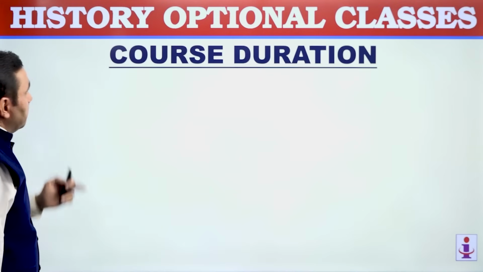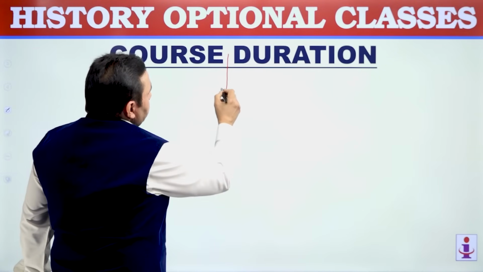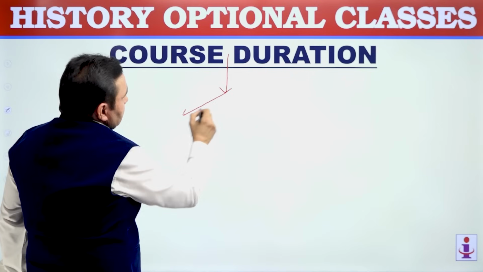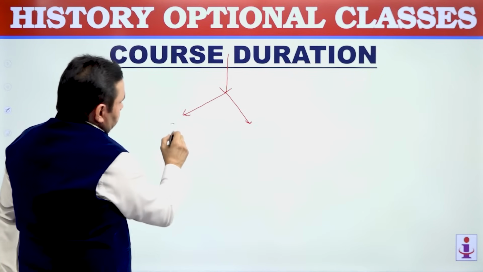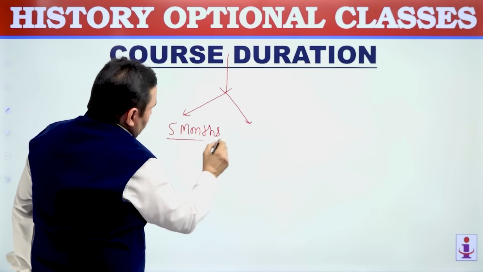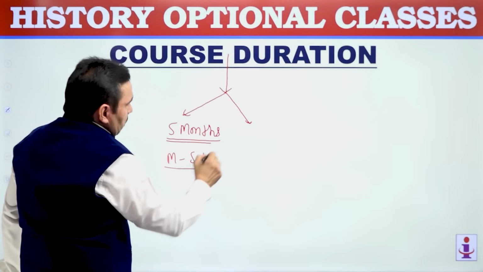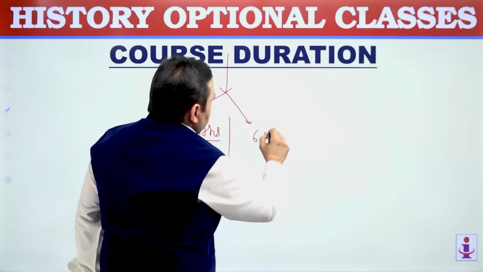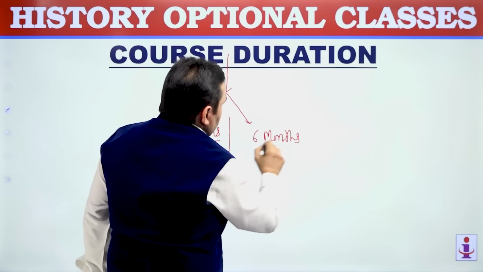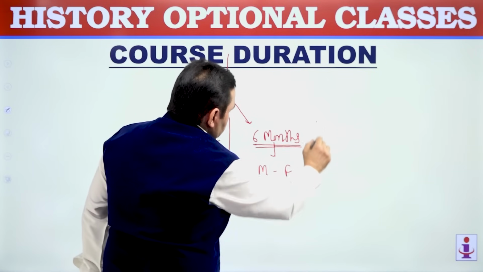Now further, course duration. Course duration for online classes is going to be 5 months. In online mode, we'll have classes Monday to Saturday, 6 days a week. In offline mode, course duration is going to be 6 months because classes are going to be from Monday to Friday.